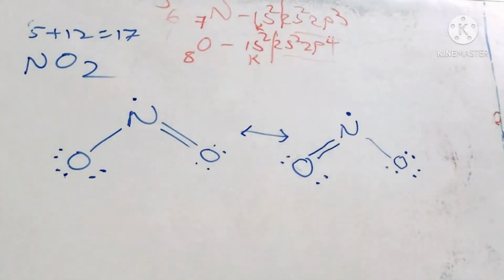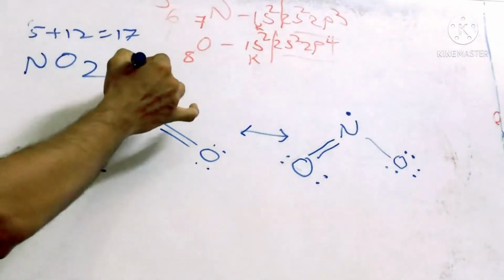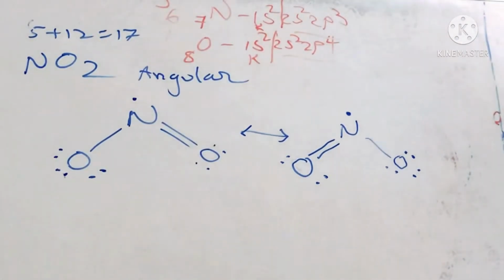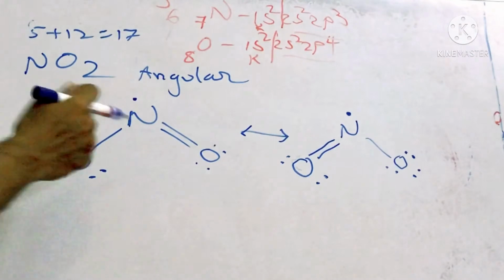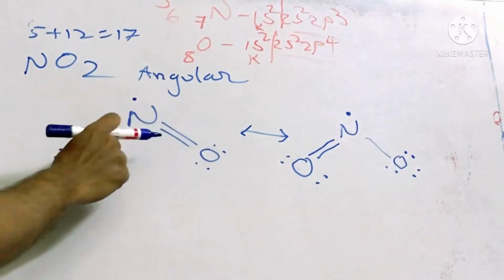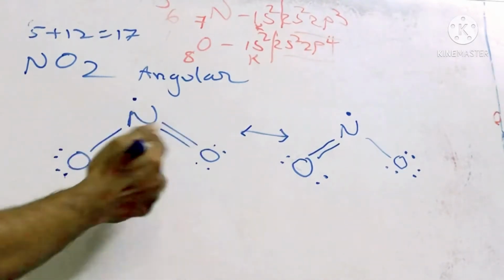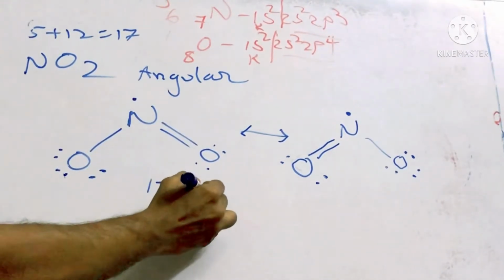In this NO2 molecule, as we have seen, it is angular in structure, angular in shape. And also the NO bond length is 120 picometers. The NO bond length is a hybrid of these 2, one is double bond, one is single bond. Hybrid of these 2 will come. So that bond length is 120 picometers.